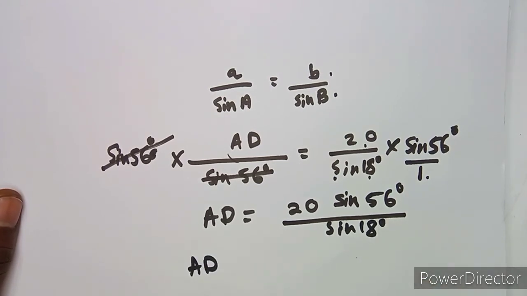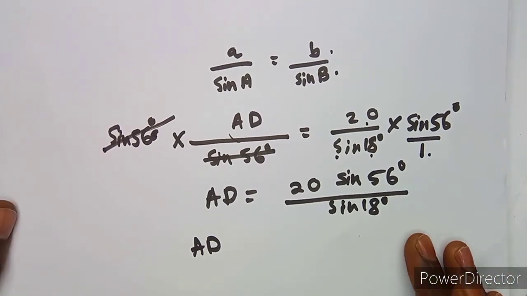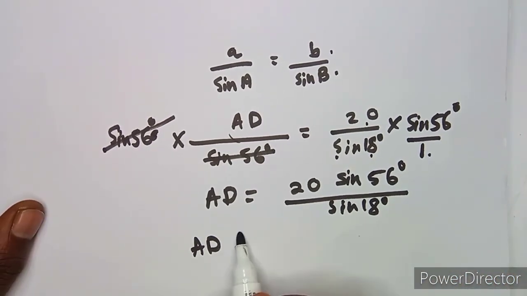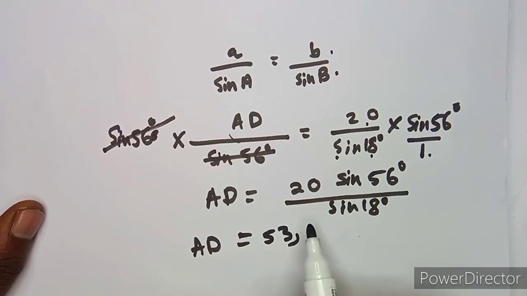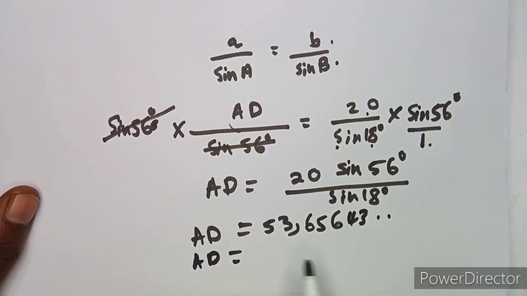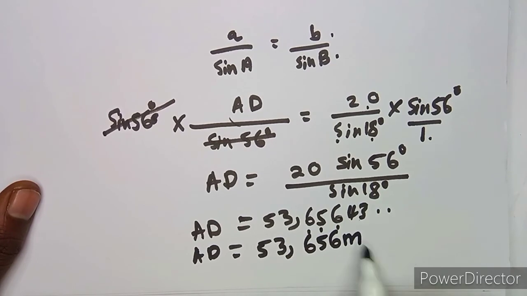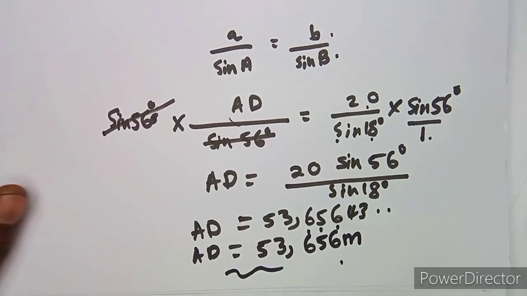So make sure that your calculator is in degrees. Simplify this, and you are going to obtain 53.65643, something like that, which you can round to 3 decimal places, which is going to be 53.656. That's 656 in meters. Okay, these dimensions are in meters.